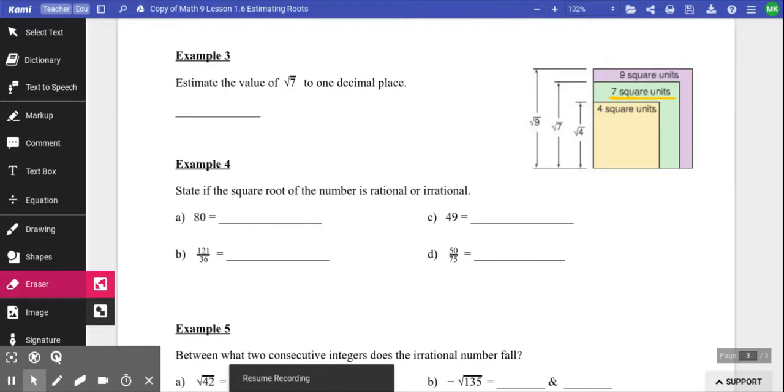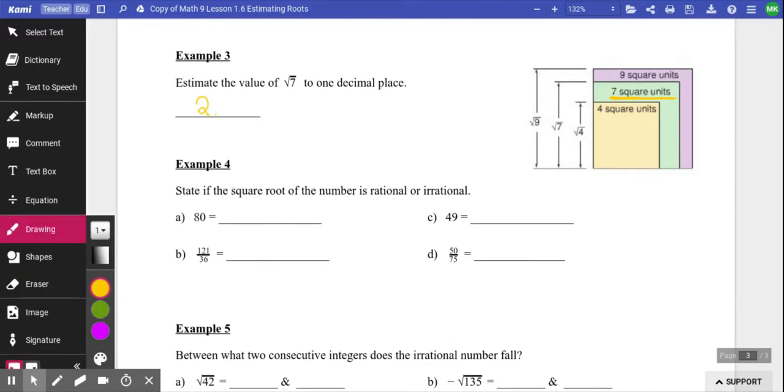So example 3, it says estimate the value of root 7 to 1 decimal place. 7 is really close to 9. Square root of 9 is 3. So the square root of 7 should be, I don't know, let's say 2 point, well, it'll be less than 3, right? Because 7 is close to 9, but it's a little bit less than 9.